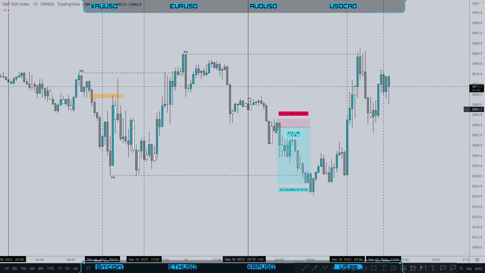So we can see once we swept buy side liquidity here, the market opened here, pushed to the upside as it relates to 12 a.m., and then we rolled over to the downside.